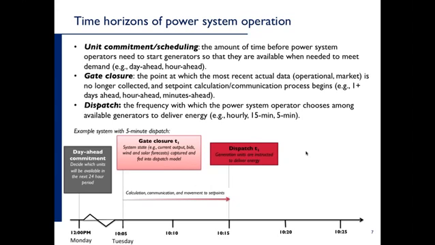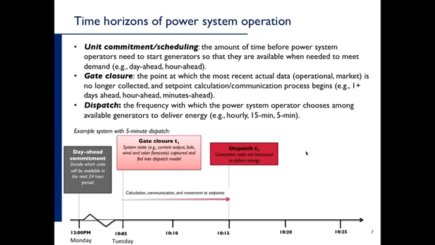I'm going to skip a little bit. The economic dispatch, or the dispatch, is the process of moving one or more generators to a new output level to match demand. And we can do that. Some people do it every hour, some people do it every 5 minutes.